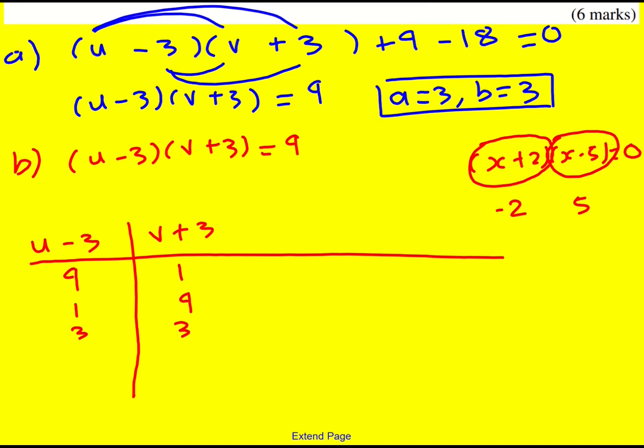But that's actually not the only answers, because you could get negatives. They're quite easy to forget. So minus 9 and minus 1 would also work. They're integers, remember, there's nothing saying they can't be negative. And remember, we haven't actually found u and v yet. We'll deal with that in a second. So minus 1, minus 9, minus 3, minus 3. That's it.